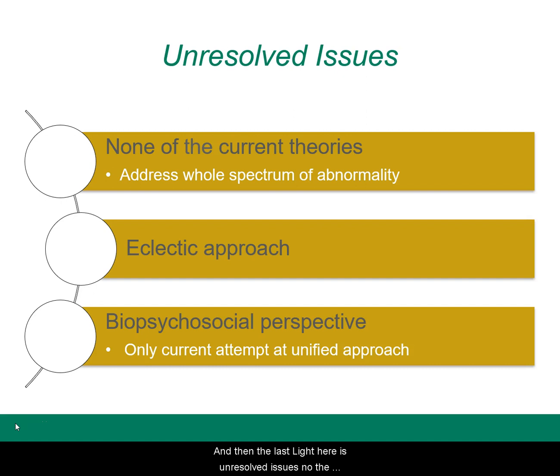And then the last slide here is unresolved issues. None of the current theories address the whole spectrum of abnormality. We start off with this in chapter 1. What is abnormal behavior? We said it was not one thing. Definitely, people believe that there's an eclectic approach. You might be a psychoanalytic therapist, but we know that there are cognitive perspectives, behavioral perspectives, cultural perspectives, and so it needs to be eclectic. It needs to be a mixture of all these different things before we can truly understand abnormality or these mental disorders.